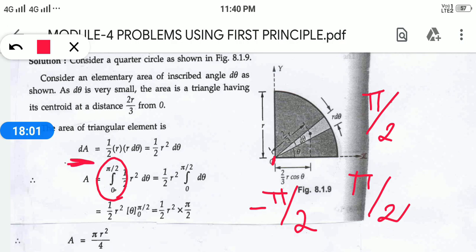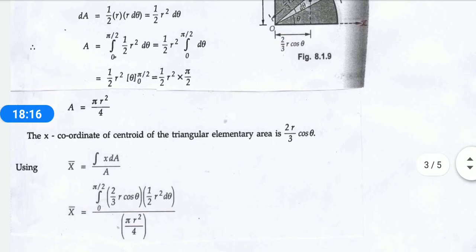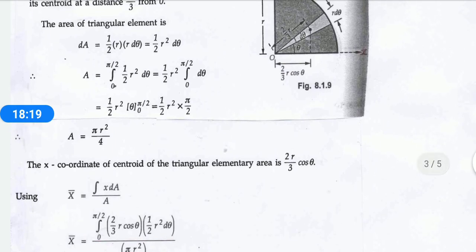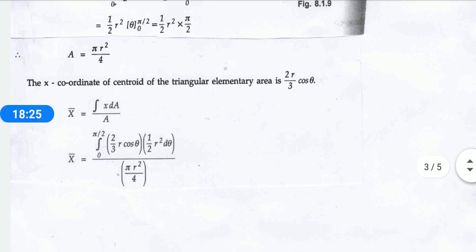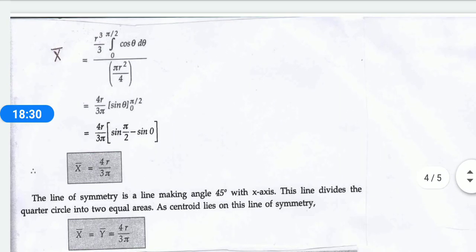Consider dA is equal to half into r square d theta. It is common for your semicircle as well as your quadrant circle. When you change only the limitation, you will get A is equal to pi r square divided by 4. So do concentrate on your x bar. X bar is equal to 2 by 3 r into cos theta is your x value. Substitute your dA value and substitute your A value. When you do the integration, you will get your x bar value, that is equal to 4r divided by 3 pi.